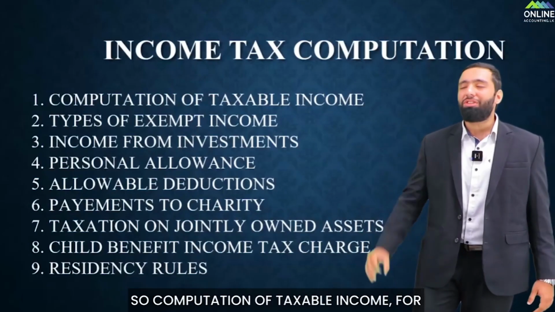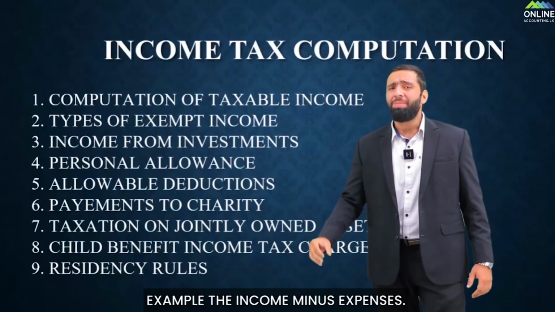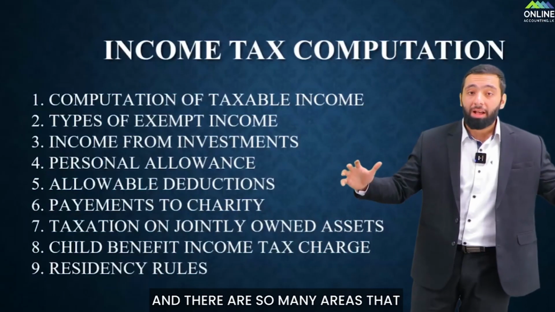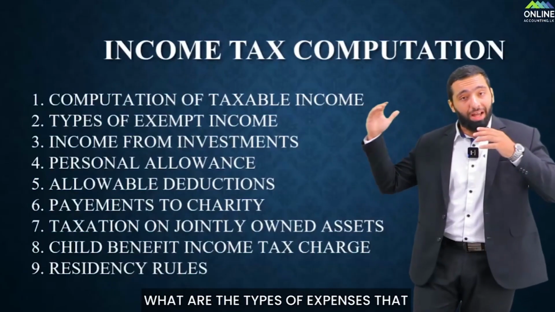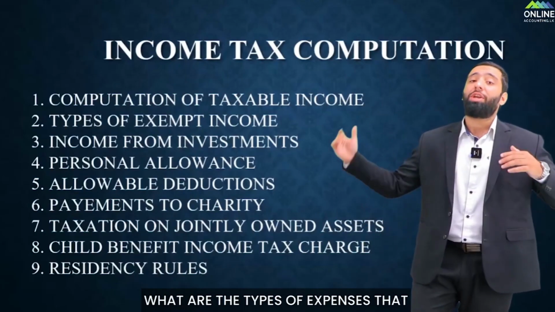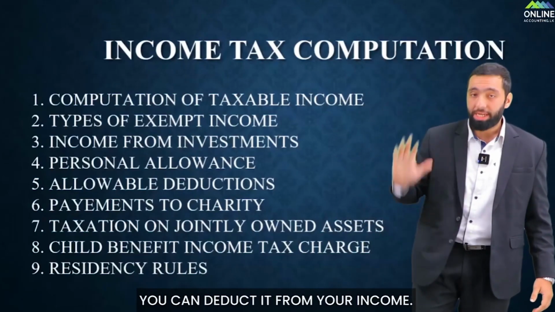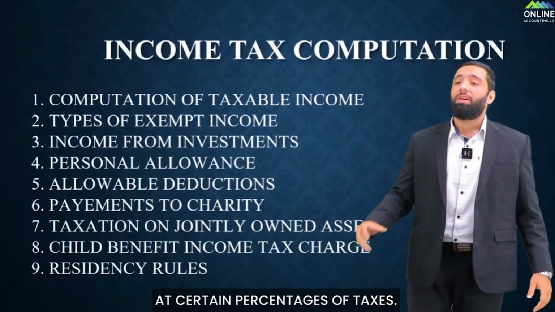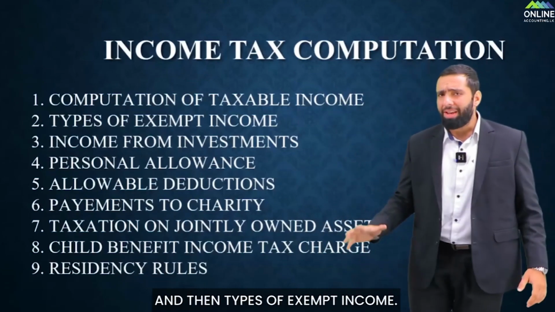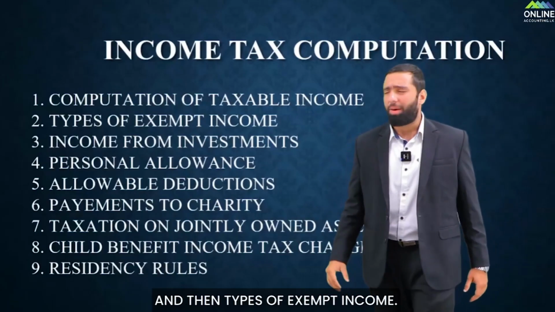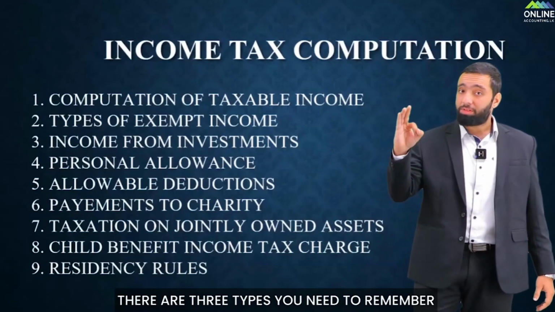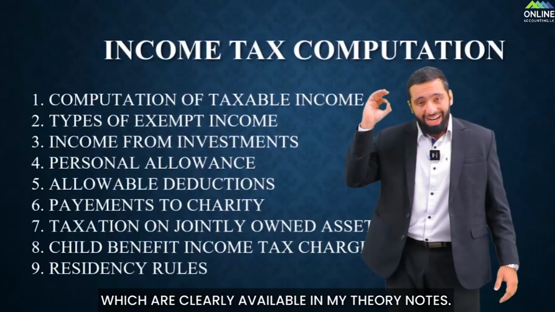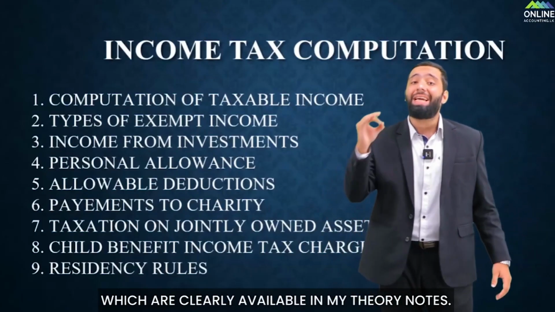So computation of taxable income, for example, is the income minus expenses, and there are so many areas that you need to keep in mind. What are the types of expenses that you can deduct from your income, and then you need to arrive at certain percentages of taxes. And then types of exempt income. What are the types? There are 3 types you need to remember, which are related to the individual savings account, which are clearly available in my theory notes.